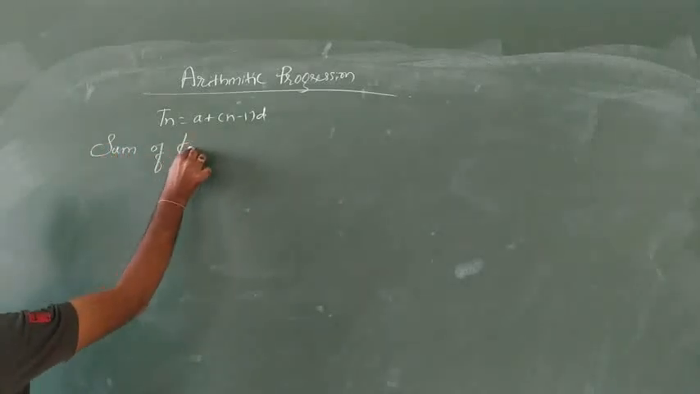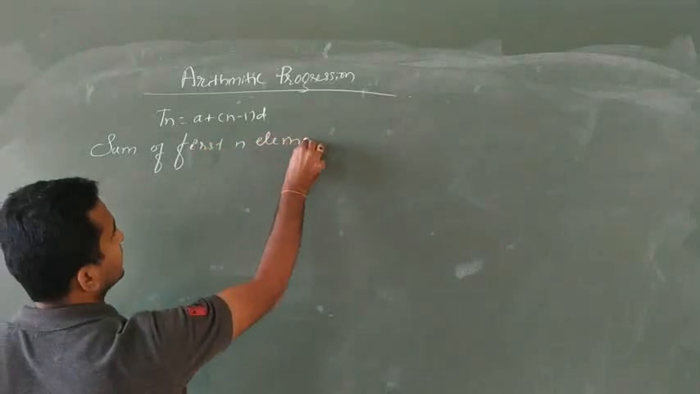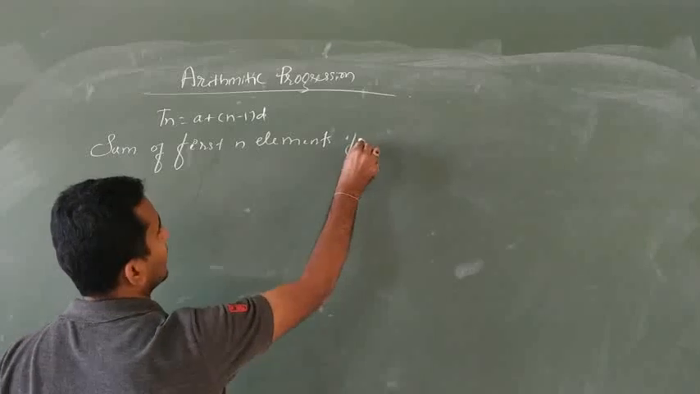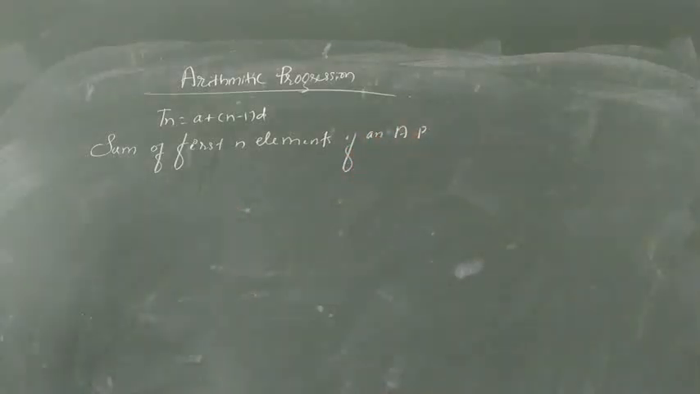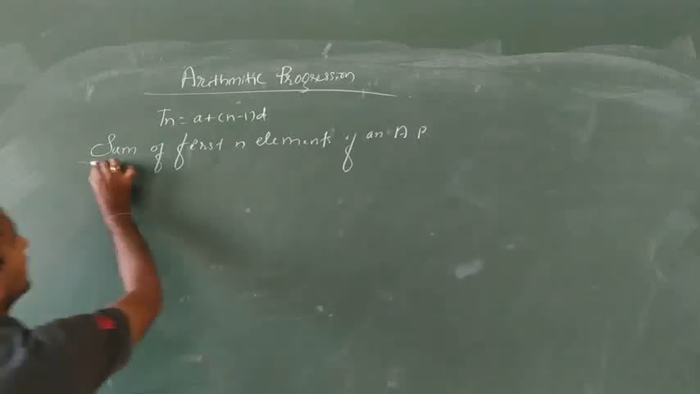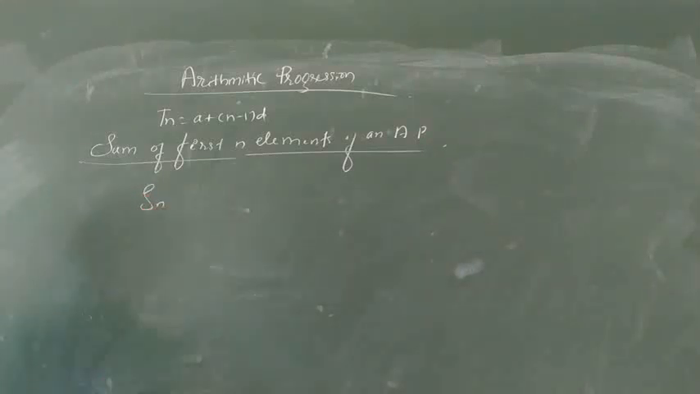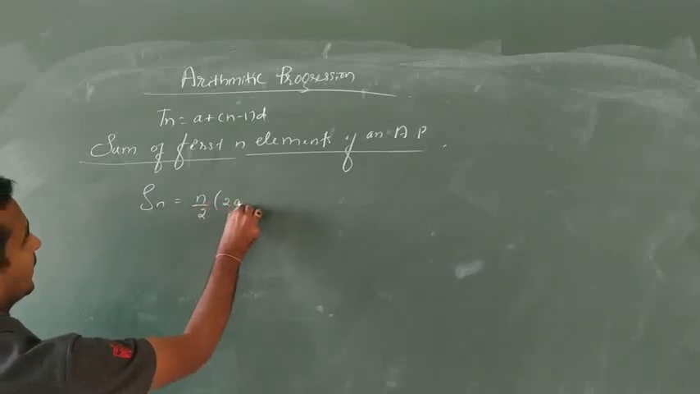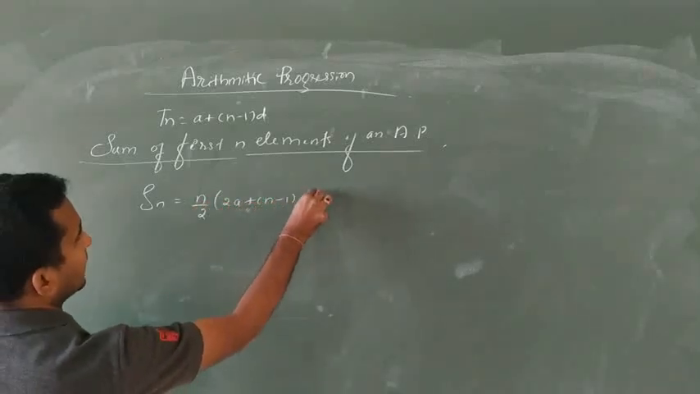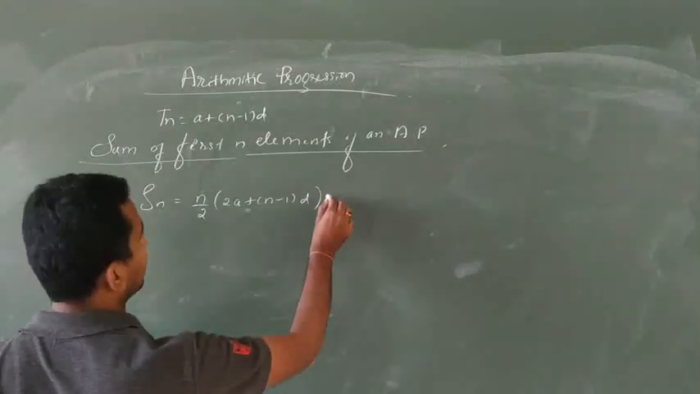Sum of first n elements of an arithmetic progression. The formula for the sum of the first n elements is Sn equal to n by 2 into 2a plus n minus 1 into d.